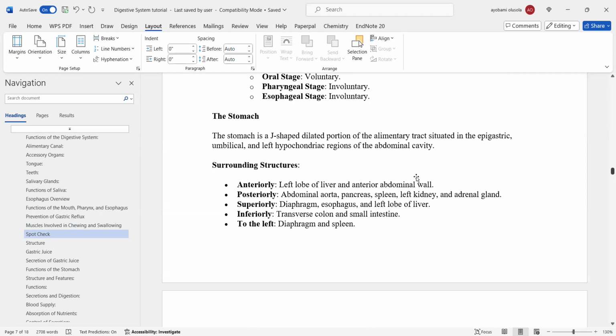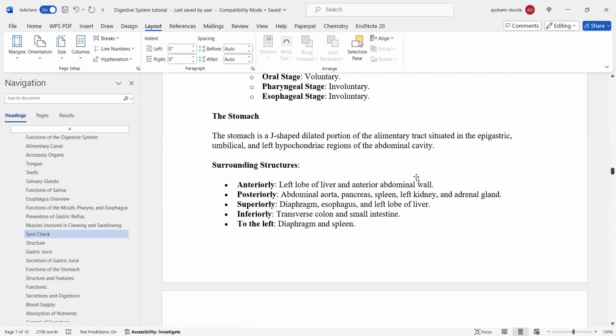So at the front of the stomach, we have the liver and the anterior abdominal wall. At the back, we have the abdominal aorta, the pancreas, the spleen, the left kidney, and the adrenal gland. The stomach is tilted more to the left part. Then superiorly, we have the diaphragm, esophagus, and left lobe of the liver.